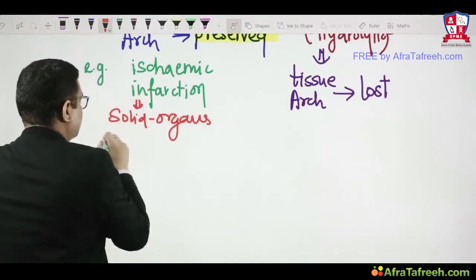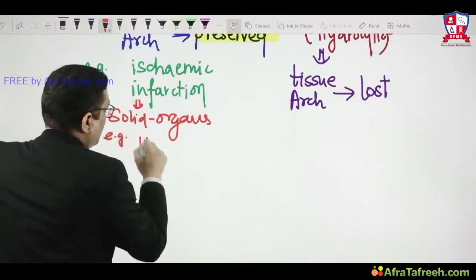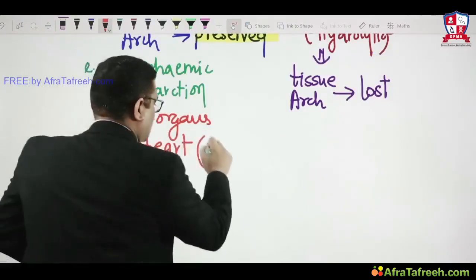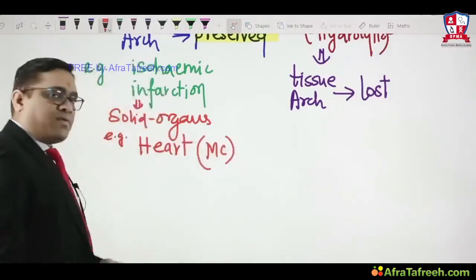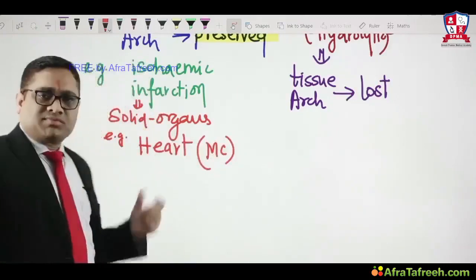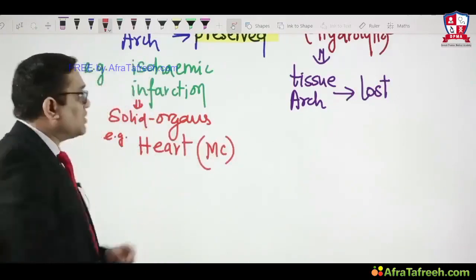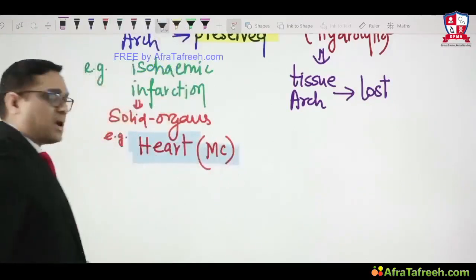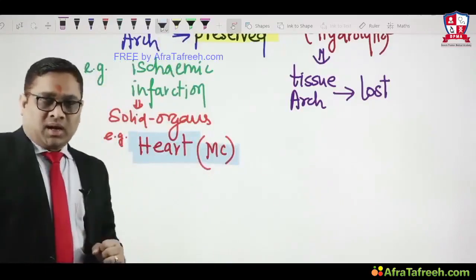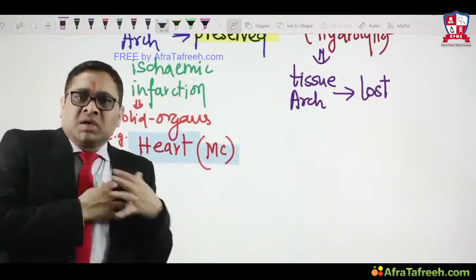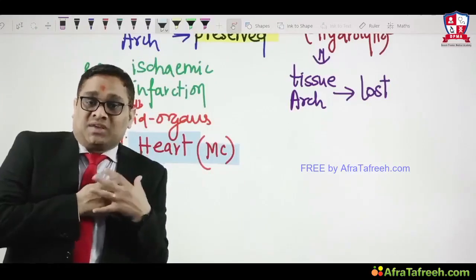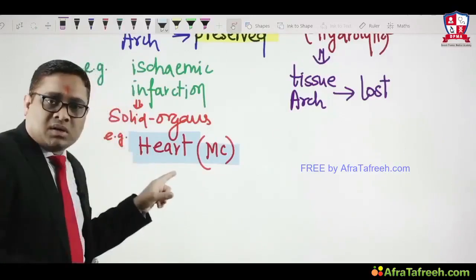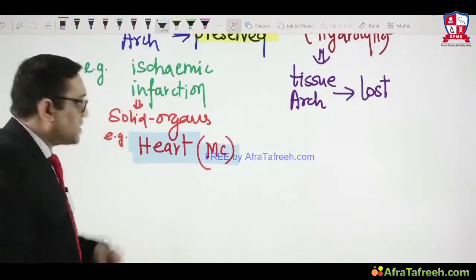What are examples of solid organs? Here I would like to mention the number one and most common. This was the All India question in 2014. NEET exam, they are fond of this kind of MCQs: which organ is most commonly affected by coagulative necrosis? Always keep that in mind. It is the heart. Remember the patient who comes to the OPD with severe chest pain, angina, myocardial infarction. Heart is the most common organ affected by coagulative necrosis.